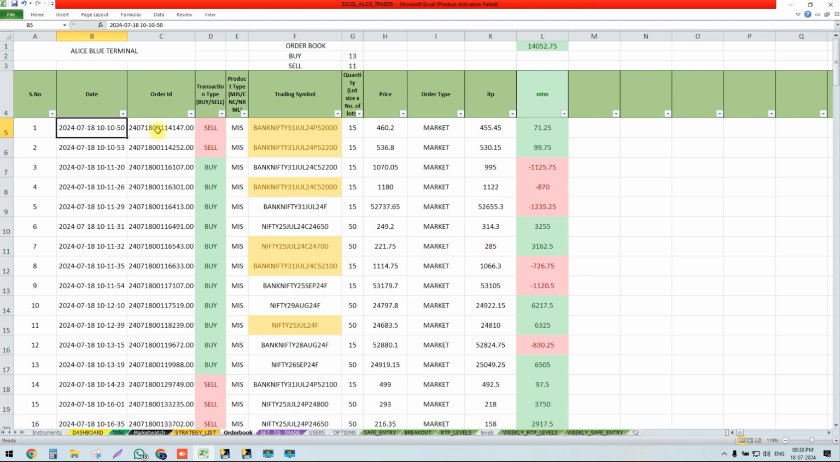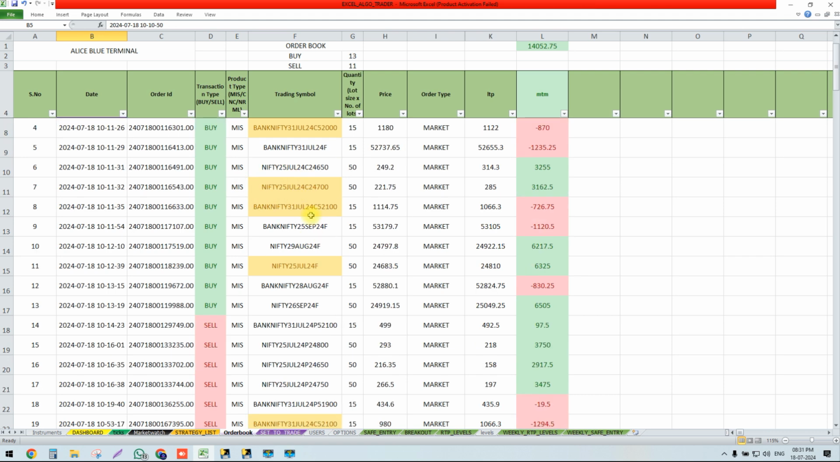You can see here Bank Nifty put option, it is sell, and we made profit. We took a small quantity only for video purposes, to show how our algo will help you in the market, and we made a profit of rupees 14,052. You can see all our trading symbols: Bank Nifty put options and this strike price. The put option was in sell, and Bank Nifty was in buy.